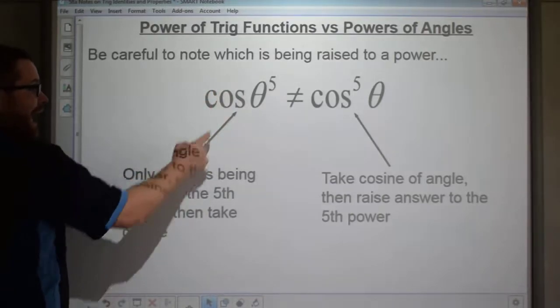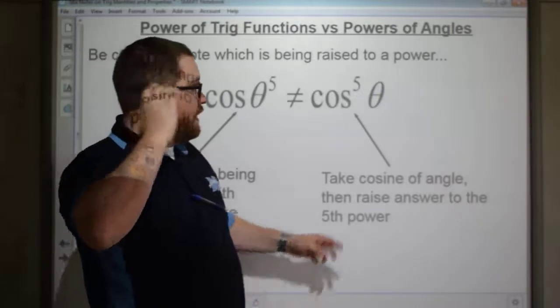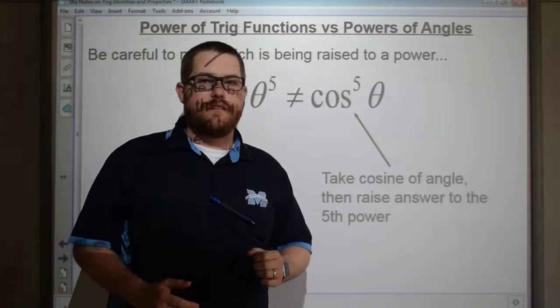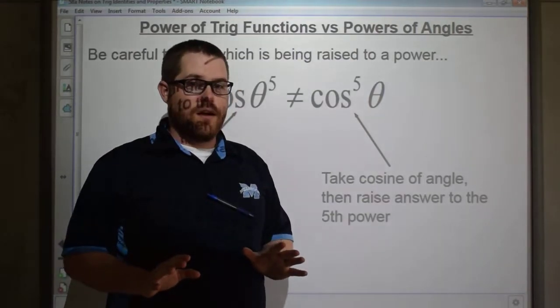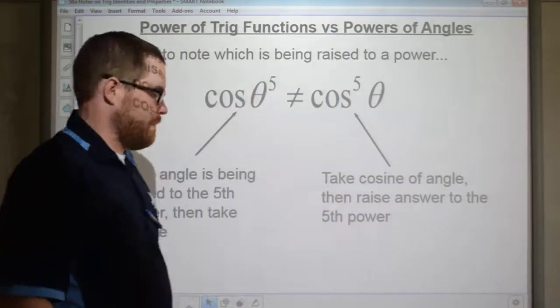Now, like I said, these two things are not the same. Here, I take the angle to the fifth power and then take the cosine. Here, I take the cosine of the angle, get an answer, and then raise it to the fifth power. So be aware of that. Especially in calculus, we get into this problem and people have trouble with it. These two things are not the same.